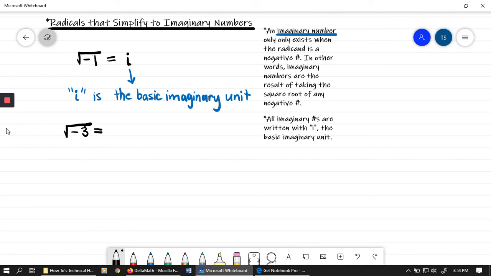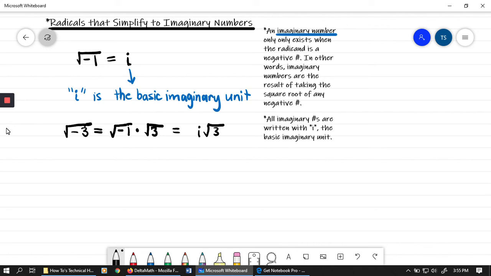So if we rewrite this, think about it like this. If we break it down and rewrite this as the square root of -1 times the square root of 3, because we know that factors of -3 are -1 and 3. Up here, I told you guys that the square root of -1 is i. So this will be rewritten as i times the square root of 3.